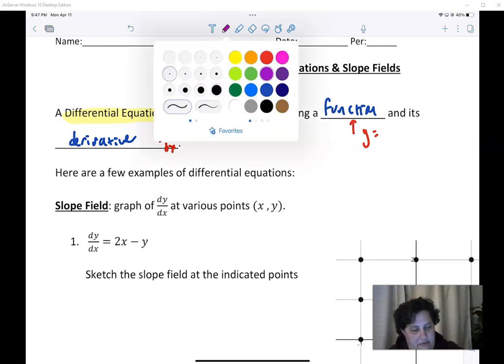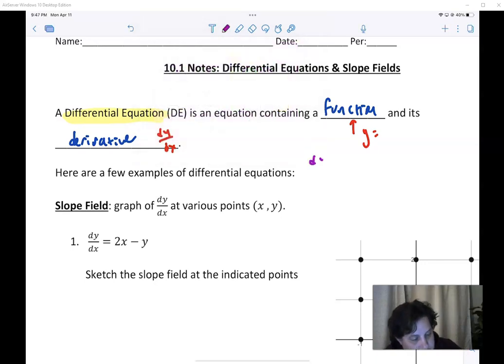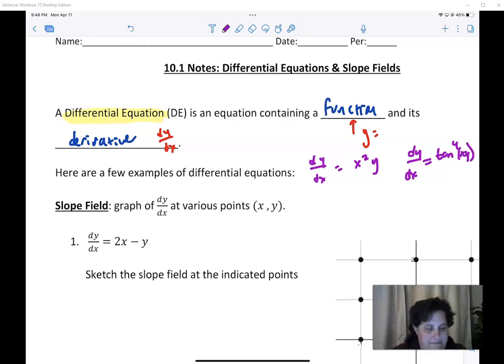As an example, we can make these things as crazy as possible, like dy dx equals x squared y. All right, that's not that crazy. We could do dy dx equals tangent to the fourth x y, something like that. So you'll know it's a differential equation because it has a dy dx and it has an x and a y. Usually it has both. Sometimes it'll only have an x, sometimes only a y.